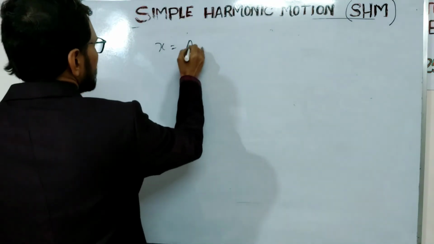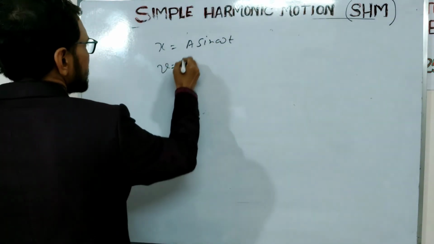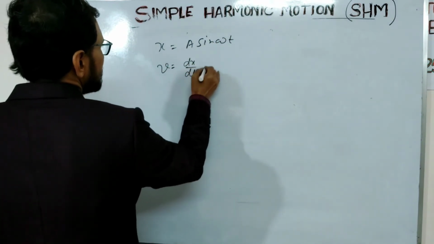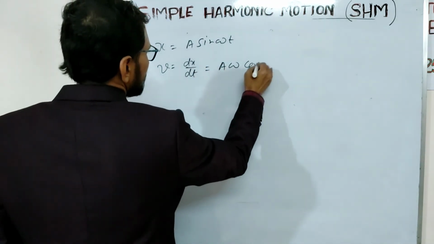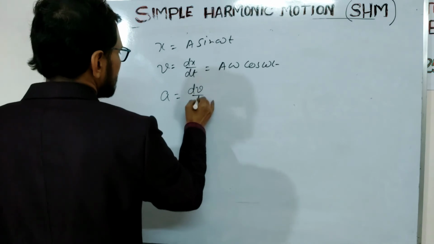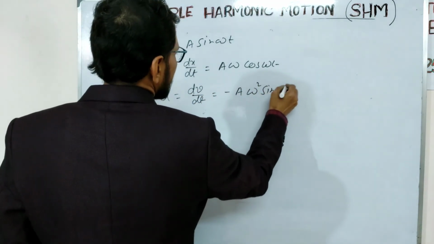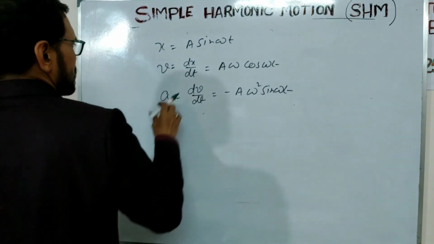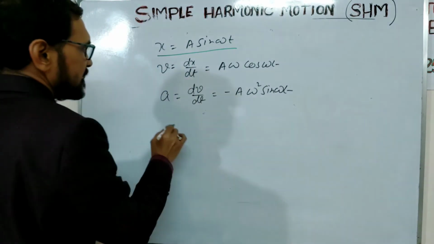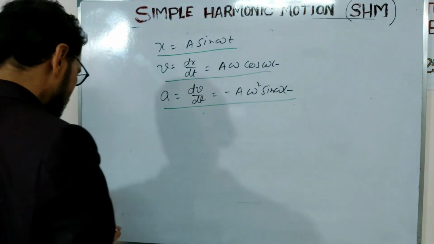x equal to a sin omega t. This is the displacement equation. Velocity equals dx by dt, which is a omega cos omega t, and acceleration equals dv by dt. From this we get minus a omega square sin omega t. Now what is the graph of x, v and a in terms of t?